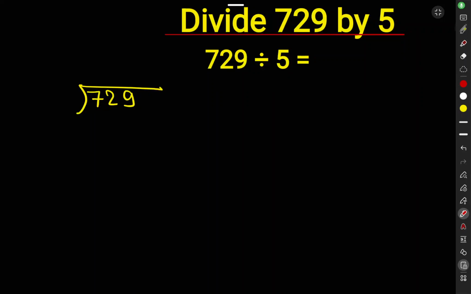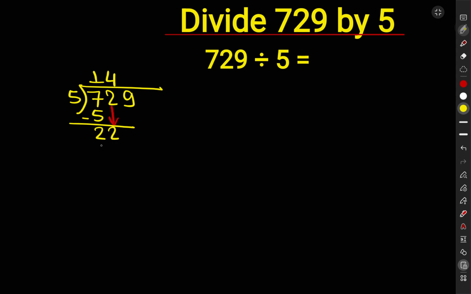We divide 729 by 5 in a long division method. 5 times 1 is 5. On subtracting, we get 2. So again we put down these 2 and it is 22.